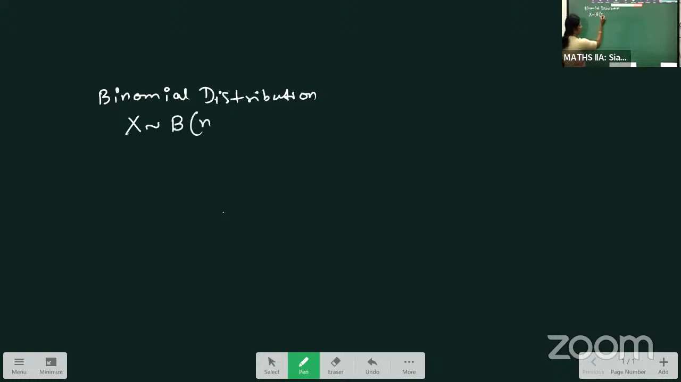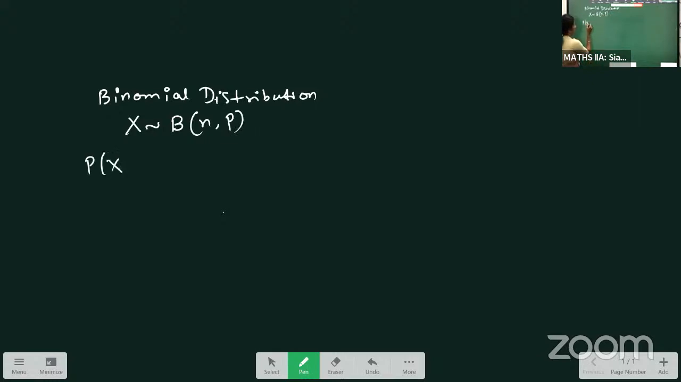Today we did a random variable question. Today I'm going to explain the binomial distribution. This is also a 7-mark question. The formulas go like this. Suppose X follows a binomial distribution. In a binomial distribution, there are two parameters, n and p. So we will denote it like this: X follows B(n, p). n and p are the two parameters.